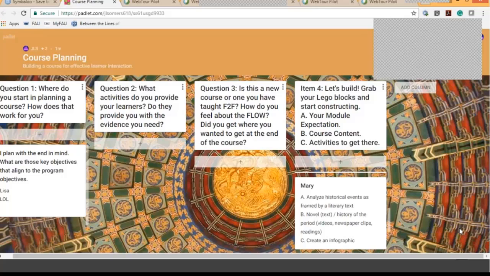And then, of course, we would have discussions on what the historical events are for that period through videos or newspaper clips or readings or different forms of ways to present that history to my students. And then I would like to see a timeline. I would like to see the flow of those events represented as an infographic.